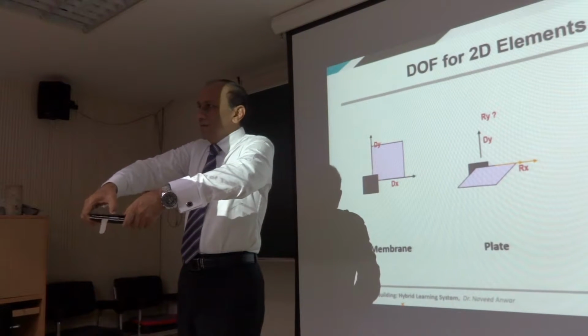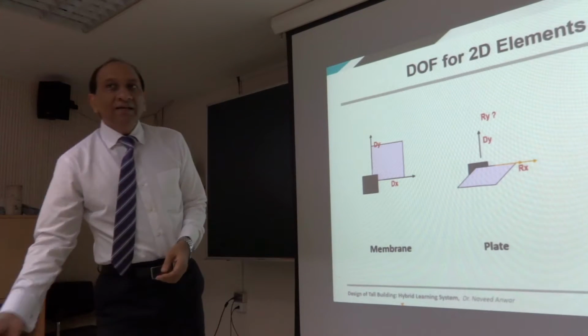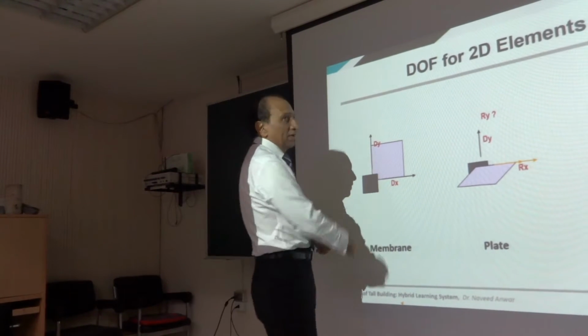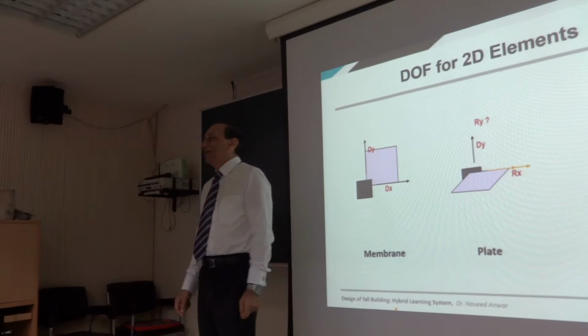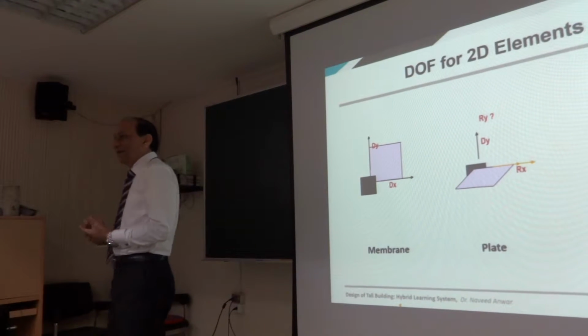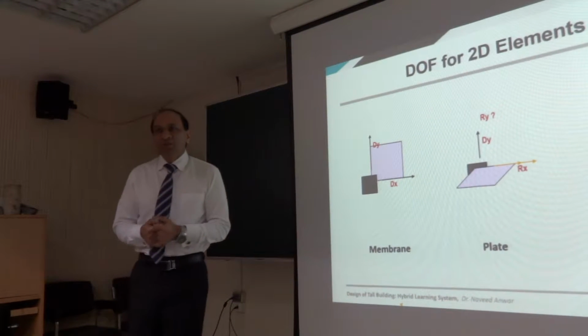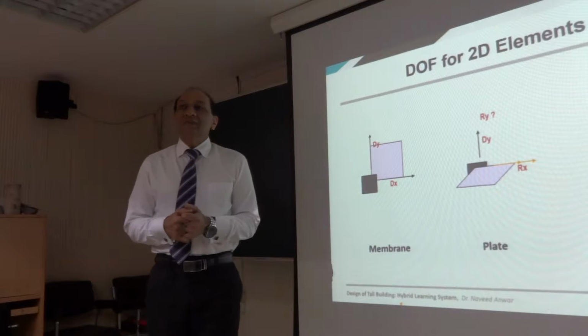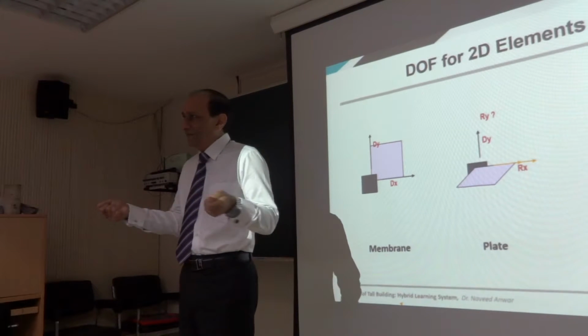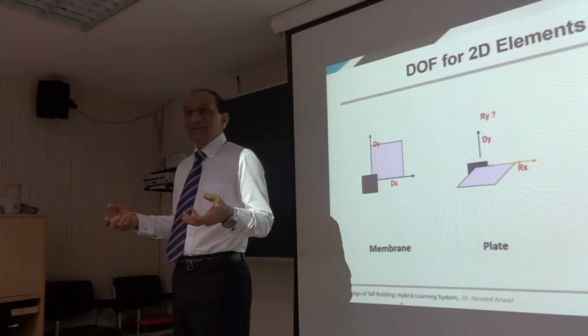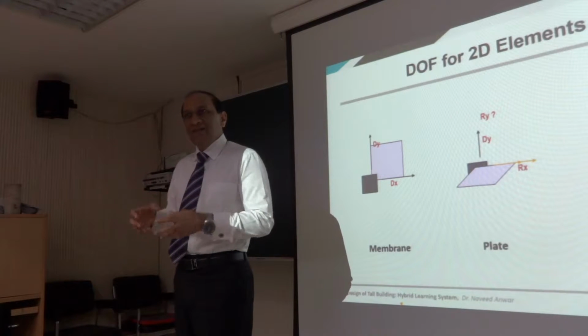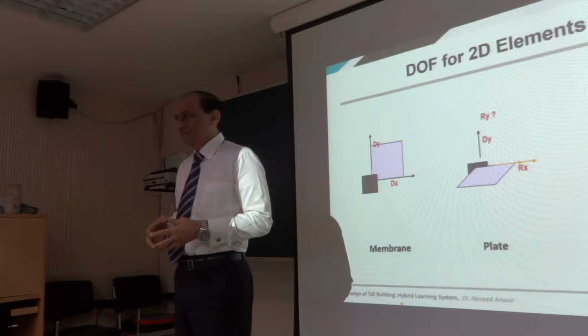Right? So that means a plate is the opposite of a membrane. It has what the membrane lacks, and the membrane has what the plate lacks. So both of them lack something. A plate does not have axial stiffness, so it cannot take axial forces, it can only take bending. Right?